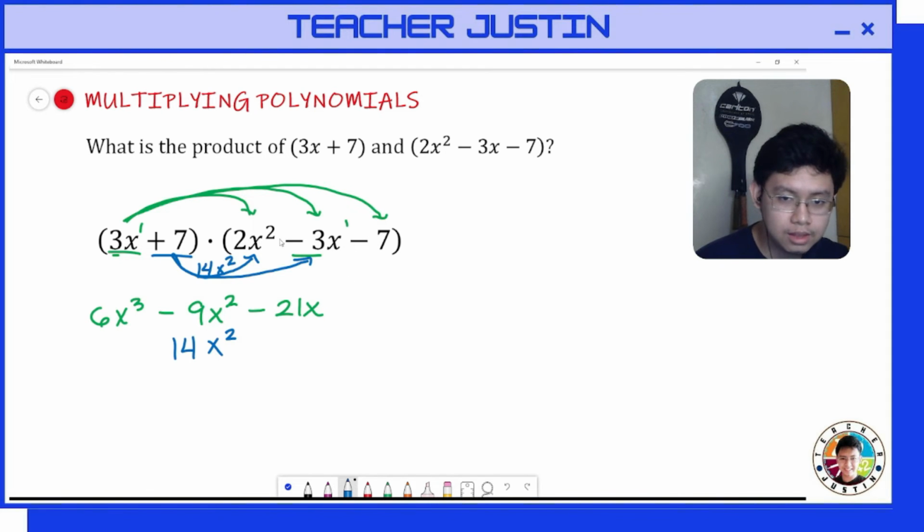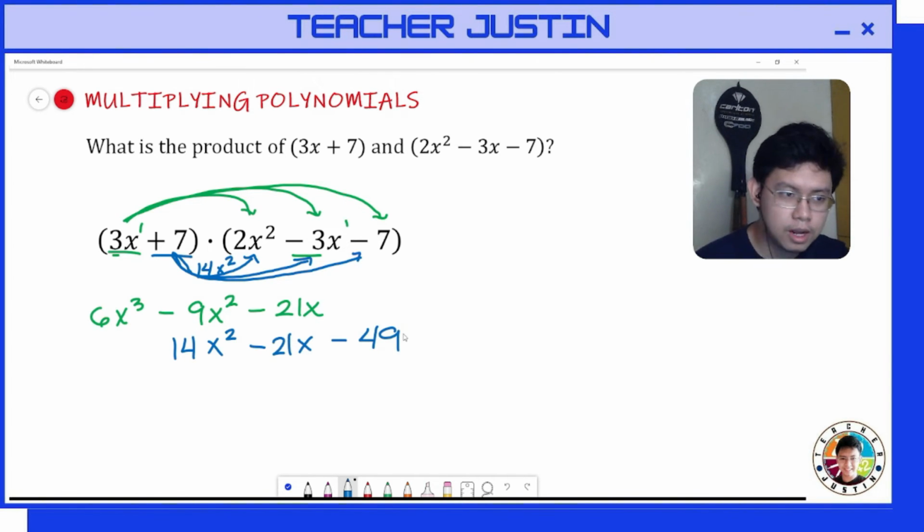Okay, next let's multiply positive 7 and negative 3x. So 7 times negative 3, that will give us negative 21. So we have here negative 21, then copy the variable x. Okay, and last one, we have positive 7 times negative 7, that will be negative 49.